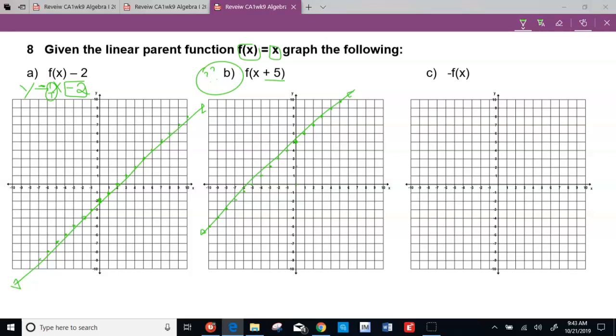For C, which I am sure about, this means just take the original graph of f of x equals, or y equals x basically, and make it the opposite. So if I had this graph originally, the negative sign means just to make it the opposite, so negative x. So in this case, I still go through the origin, but instead of going up 1 over 1, I'm going down 1 over 1.